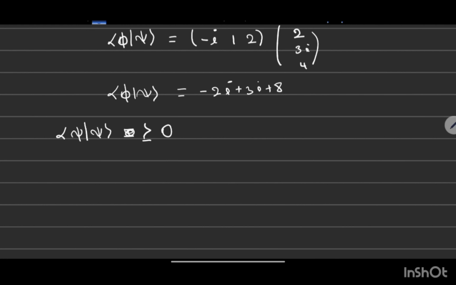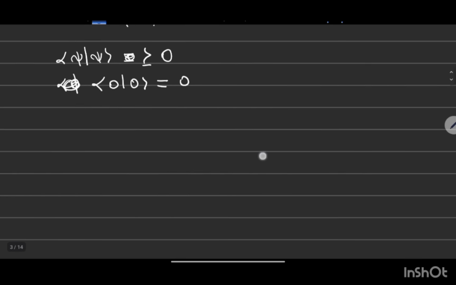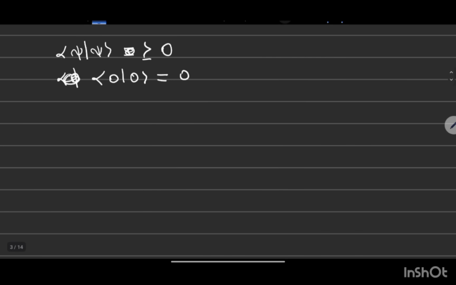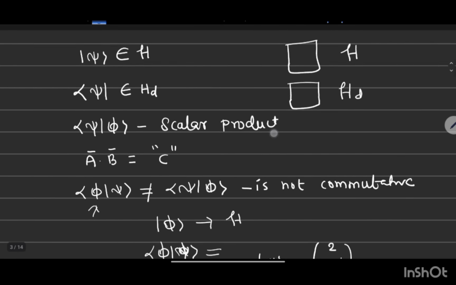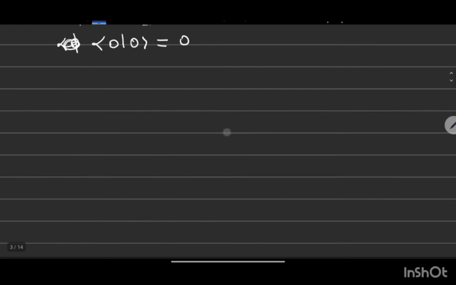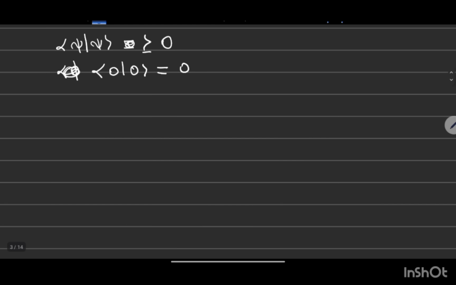The scalar product of a vector with itself is a positive quantity, and the equality holds when you take the scalar product of the 0 vector with itself. Otherwise, it is strictly positive. Okay. Now, let's discuss what is the dimension and basis of a vector space.